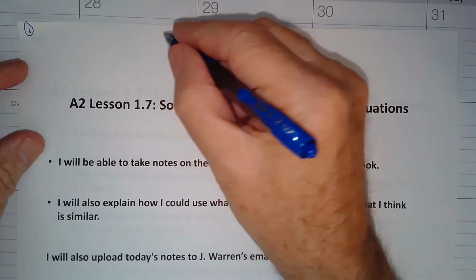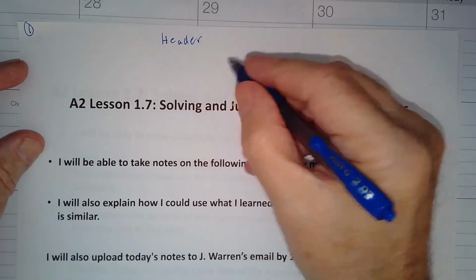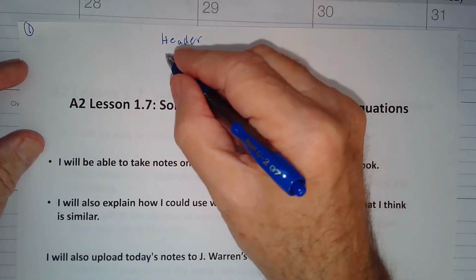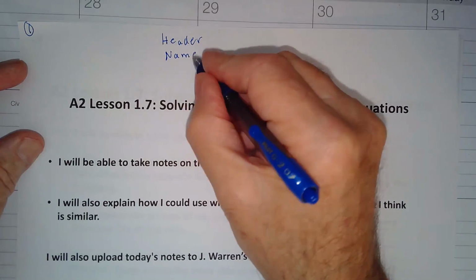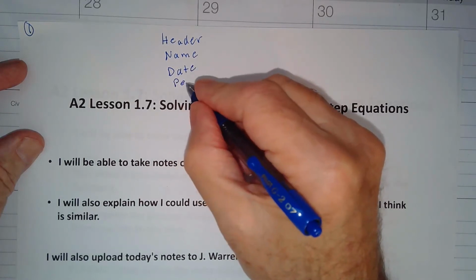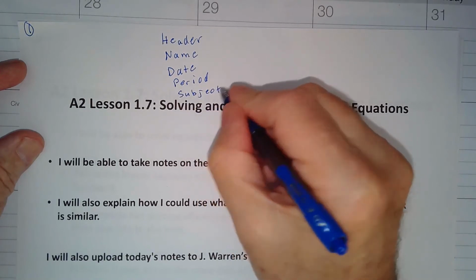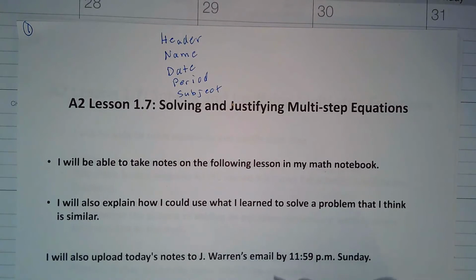So again, remember that your header at the top of your notes has to have your name printed, both first and last, the date, the period, and the subject. Okay. All right. And again, my email address is joshua.warren@tusd1.org.